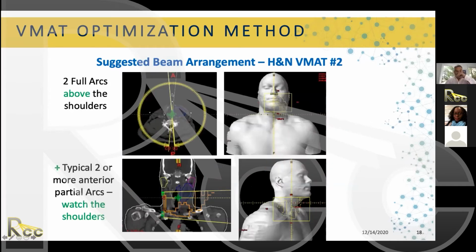Also, another suggestion is you can use 2 full arcs above the shoulders. These are fields where we do the full arcs, but we close the jaws above the shoulders. So they're going to go all around the head of the patient, but not through the shoulders. And then you add 2 or more anterior fields that capture the whole target, and you're going to stop by the shoulders because you don't want to give dose to the shoulders, as the shoulders can be very movable. Again, these are suggestions.